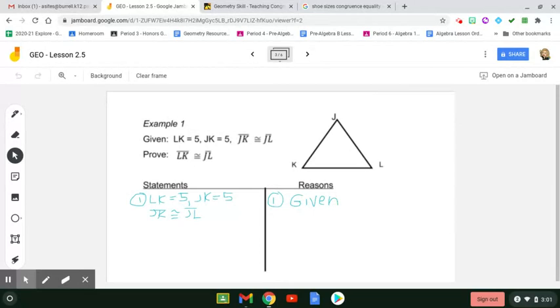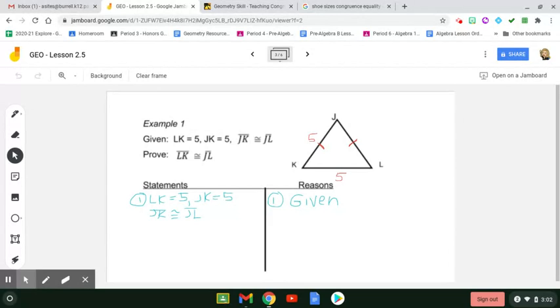And if you have some colored pencils or a highlighter, you might want to get those out, because that would be really helpful when you mark up things in a proof. All right, so let's write down some things that we know. We know right now that LK, the bottom length right here, is 5. We also know that JK is equal to 5. And we also know that segment JK is congruent to segment JL. And what we're eventually trying to prove is that LK, that bottom one, is congruent to segment JL.